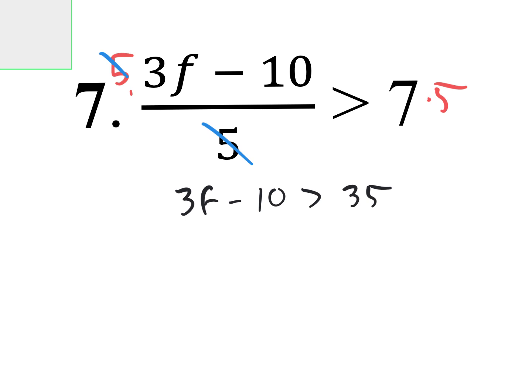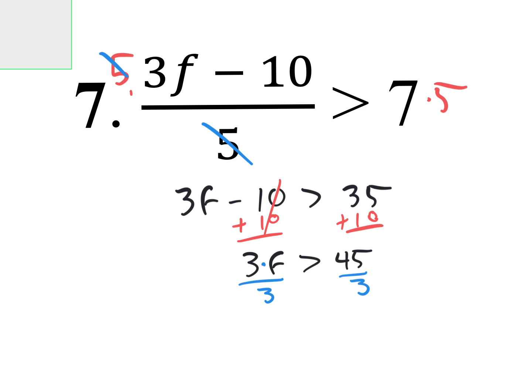Now it's just a two-step inequality. Get rid of the minus 10 by adding 10. What you do to one side, you do to the other side. You're going to end up with 3f is greater than 45, which is really saying 3 times f is greater than 45. To get rid of the multiplication of 3 in front of f, I divide by 3. And what I do to one side, I do to the other side. I will now have f. I do not flip the symbol because I didn't divide by a negative or multiply by a negative. F is greater than 15.